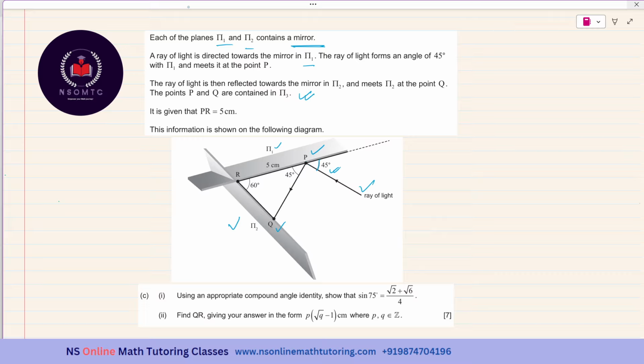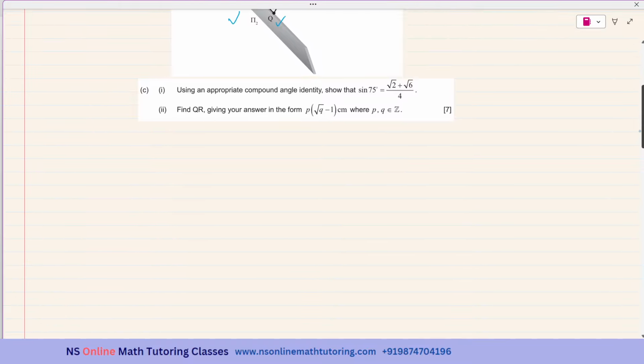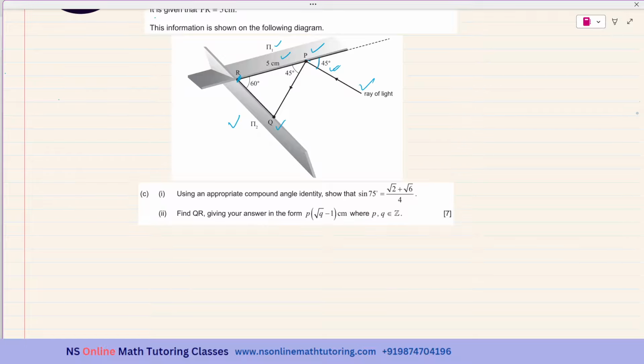It is given that PR, where R is the intersection point of the three planes, is 5 centimeters. The information is shown in the following diagram. And subpart C's question contains two further subparts. Subpart I says, using an appropriate compound angle identity, show that sine 75 degrees is equal to root 2 plus root 6 divided by 4.